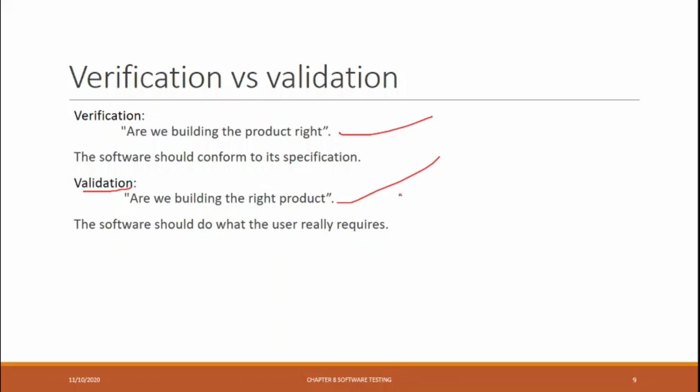Okay, these are the two, verification and validation. Are we building the product right? Validation, are we building the right product? So validation and verification are concerned with checking that the software being developed meets its specification and delivers the functionality expected by the people paying for the software.